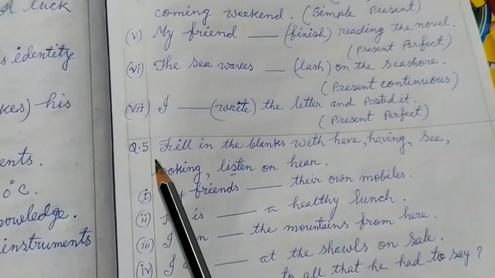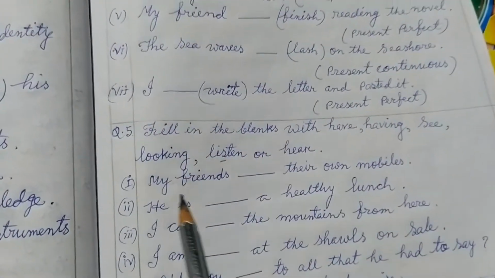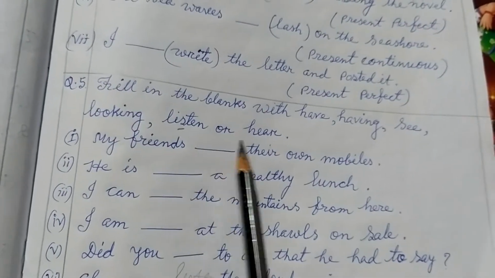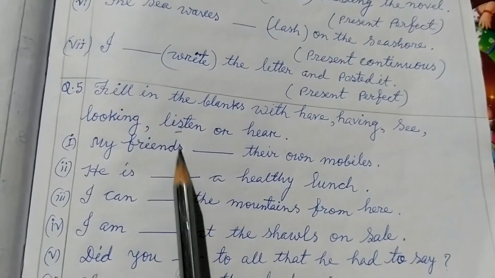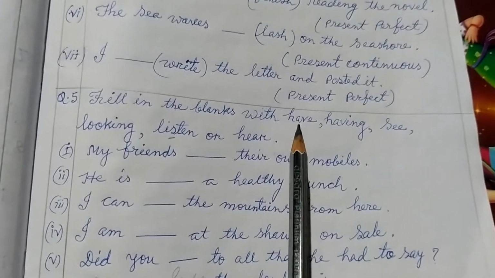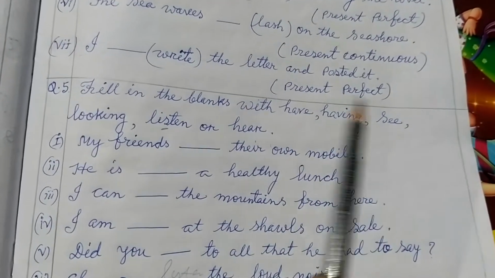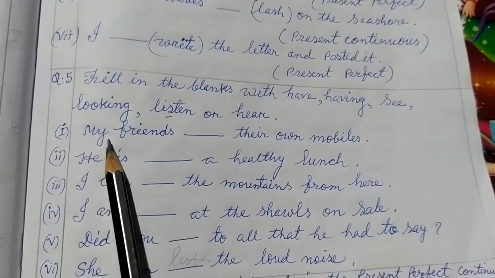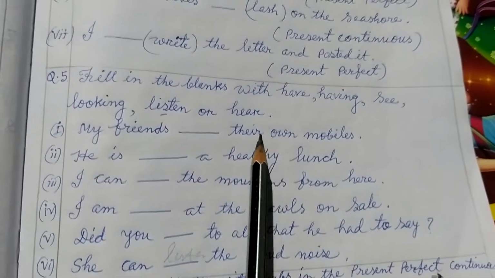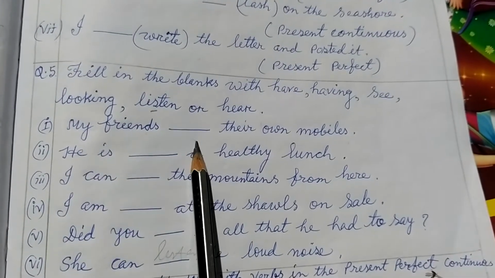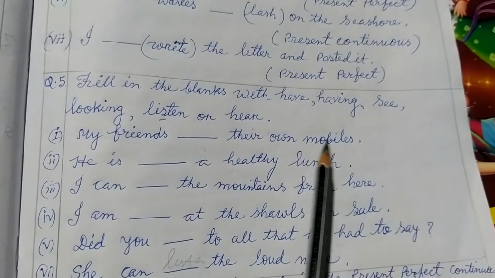Now students, question number 5. Fill in the blanks with have, having, see, looking, listen or hear. So students, here in the blank spaces we have to write by using have, having, see, looking, listen or hear. So number 1. My friends dash their own mobiles. So students, the answer is my friends have their own mobiles.